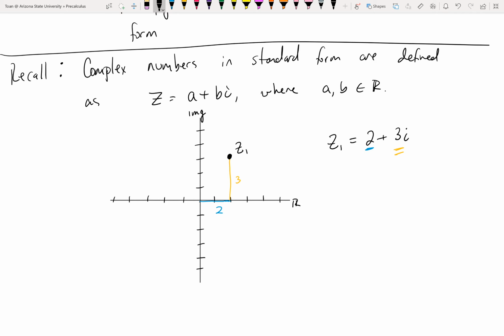This distance here is not a radius, even though conceptually it could be. In the context of complex numbers, we call it the absolute value, or the modulus of the complex number. And the angle here, yes, it is an angle, but it's called the argument, or the direction of the complex number.